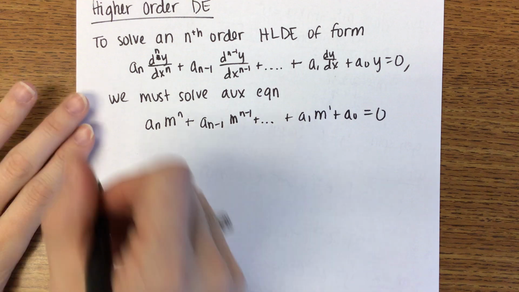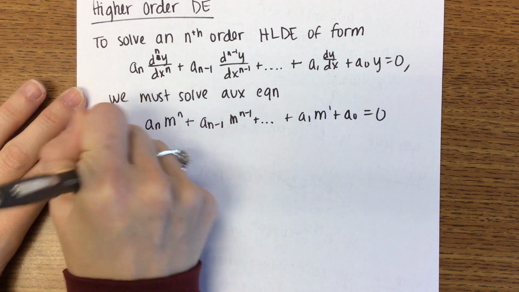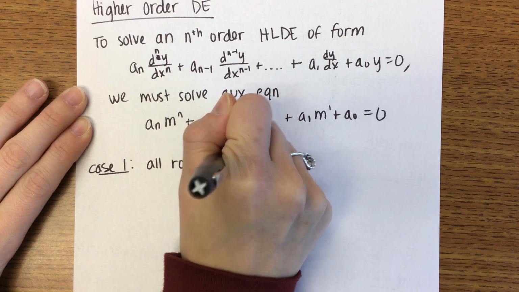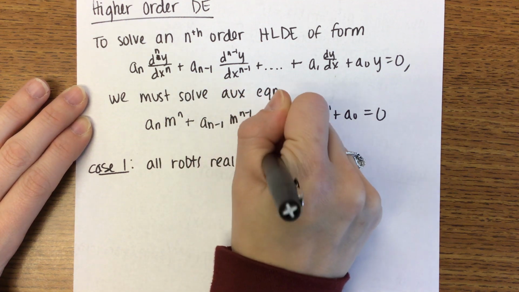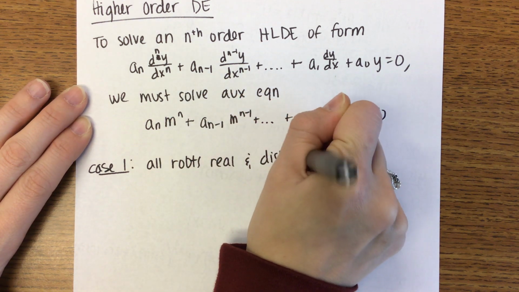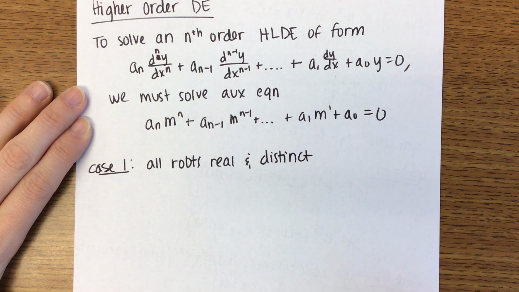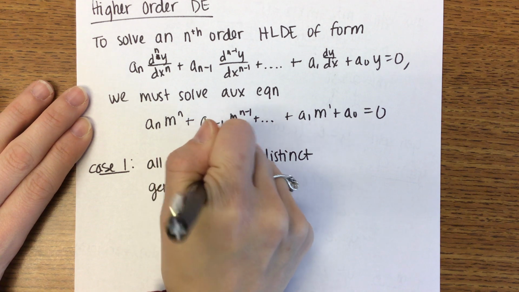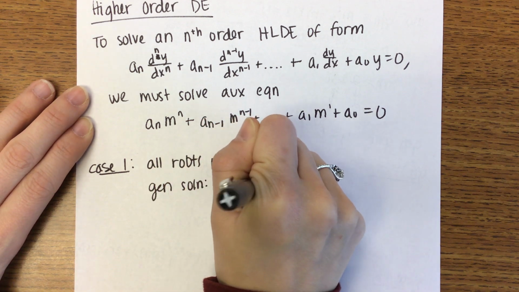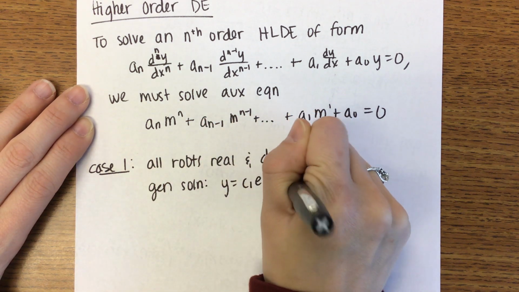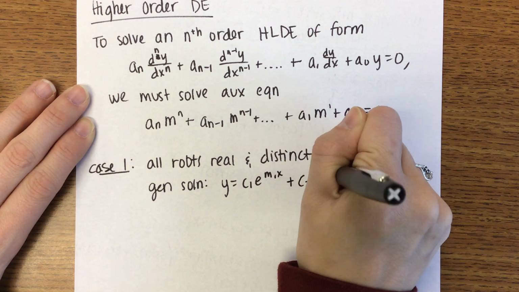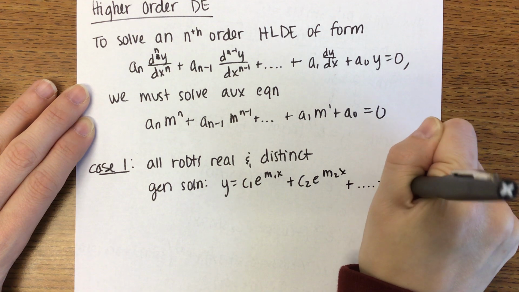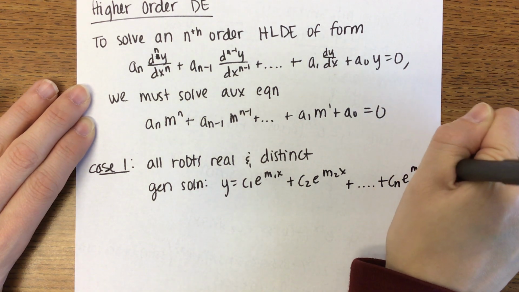You still have the same cases. Case 1 is that all roots are real and distinct, in which case your general solution is very similar to what we did before. y is going to be equal to C1 e to the m1x plus C2 e to the m2x all the way up to Cn e to the mnx.